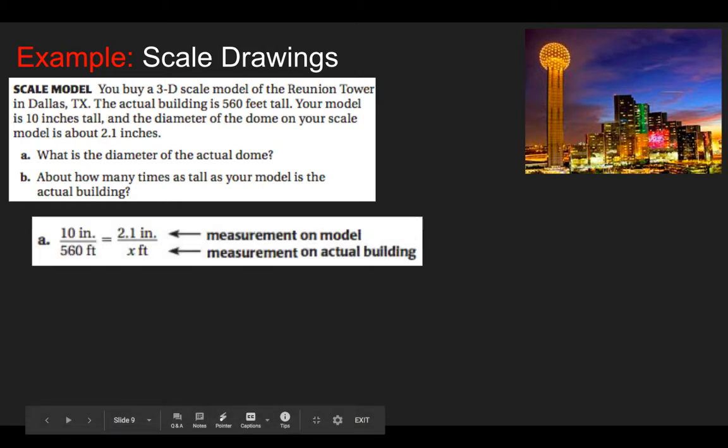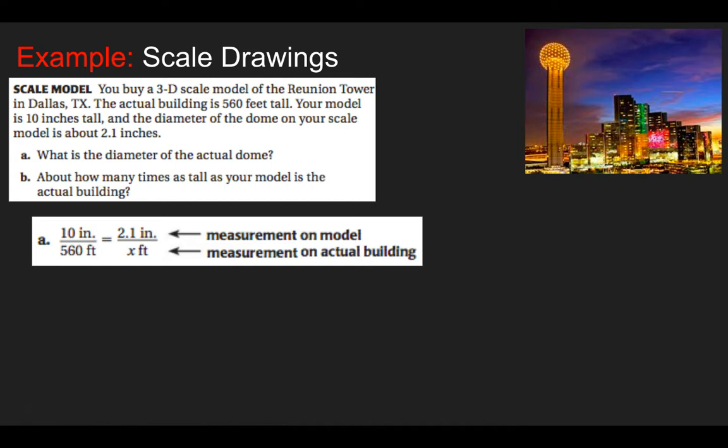Well, let's set up a ratio, a proportion. 10 inches over 560 feet. That's the scale that they gave us. 10 inches in the model, 560 feet in real life. We're going to set that equal to what we want to solve for. The diameter of the dome is 2.1 inches, and we're looking for the actual diameter of the dome.